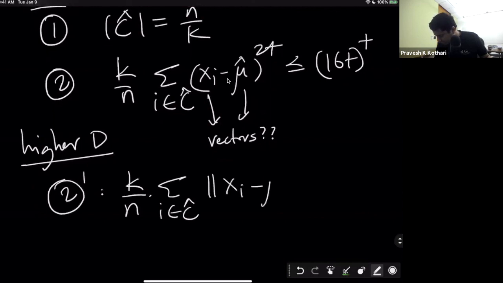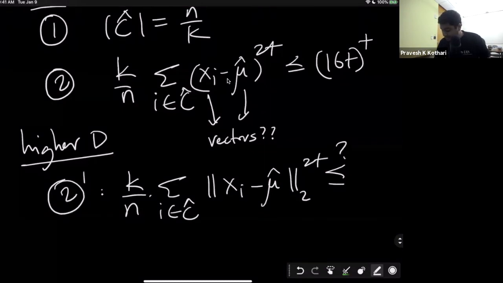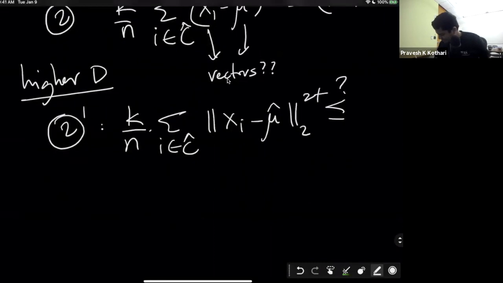is to compute L2 norms, right? I don't know what the threshold should be, but one way to generalize this 1D test that we did is to just compute L2 norms. All right. This doesn't work.